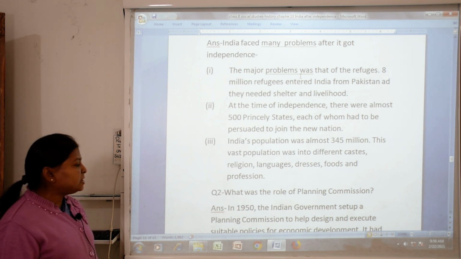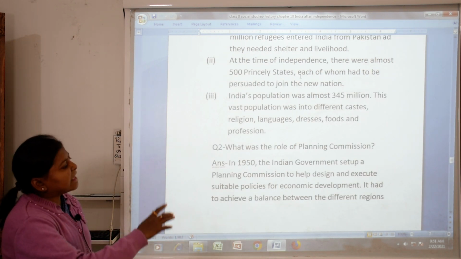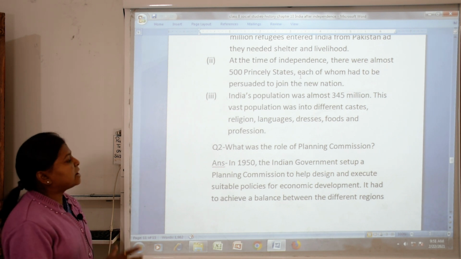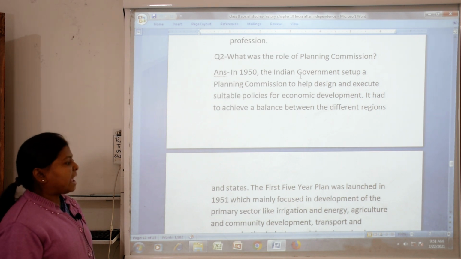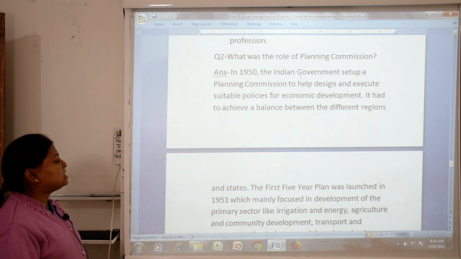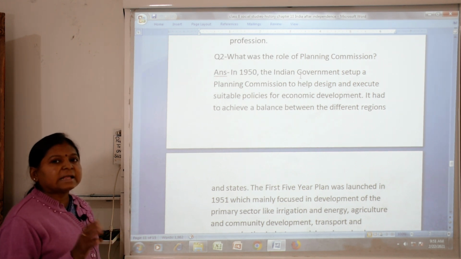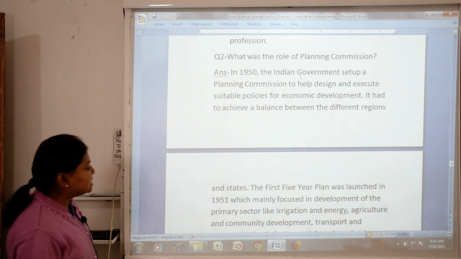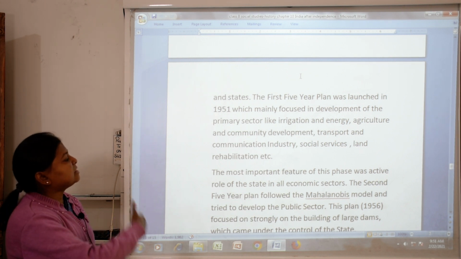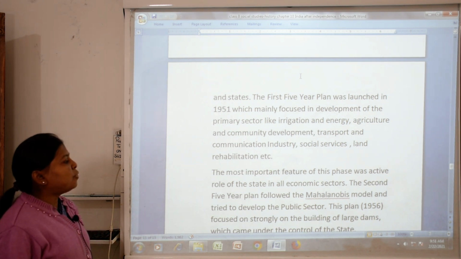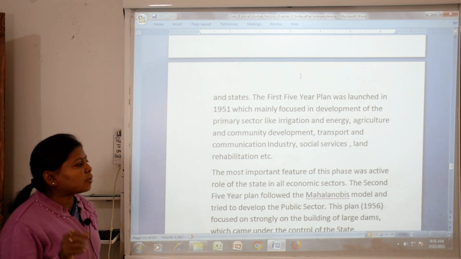What is the role of the Planning Commission? In 1950, the Indian government set up a Planning Commission to help design and execute suitable policies for economic development, and it had to achieve a balance between the different regions and states. The 5-year plan was launched in 1951, which mainly focused on the development of primary sectors like irrigation and energy, agriculture, community development, transport, communication, industry, social services and rehabilitation, etc. The most important feature of this phase was the active role of the state in all economic sectors.